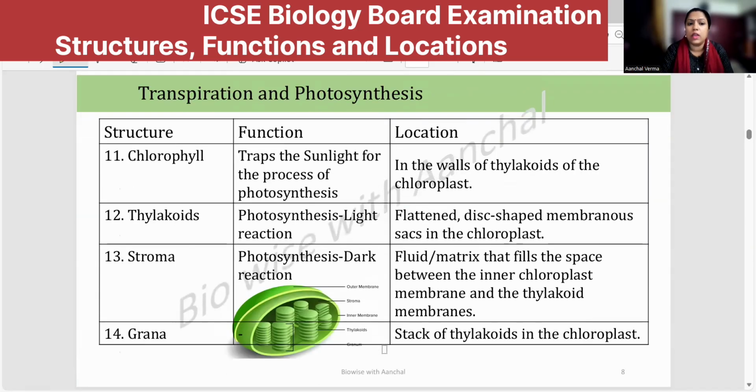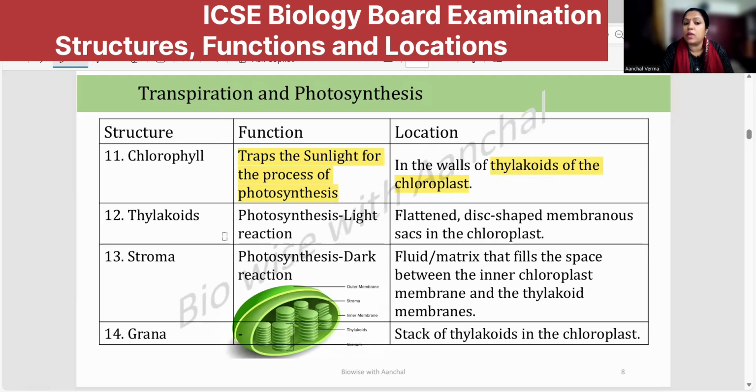Now here you can see chlorophyll. Chlorophyll is a pigment. It's not a structure, but generally the function and location is asked. So chlorophyll is a pigment which is present on the walls of the thylakoids of the chloroplast. That is the location. And what is the function? It traps sunlight for the process of photosynthesis.